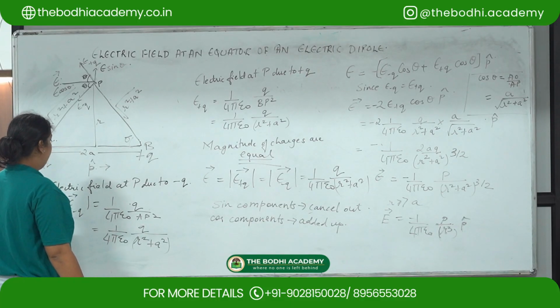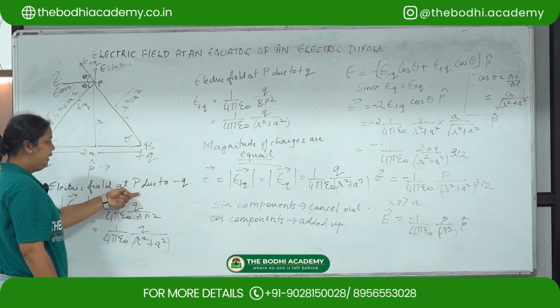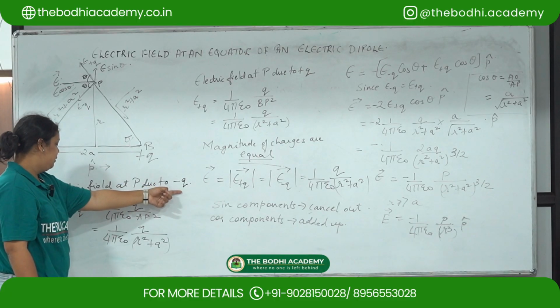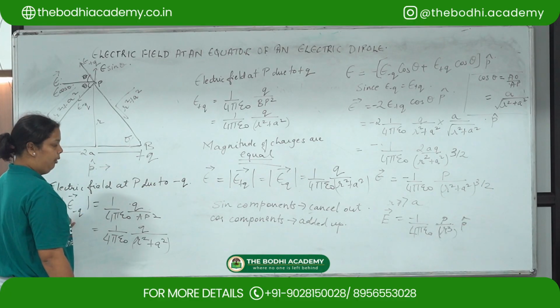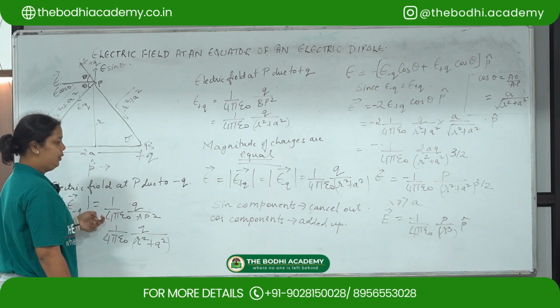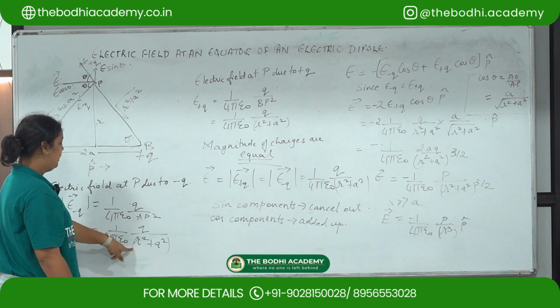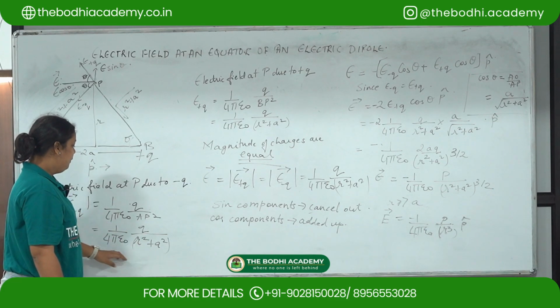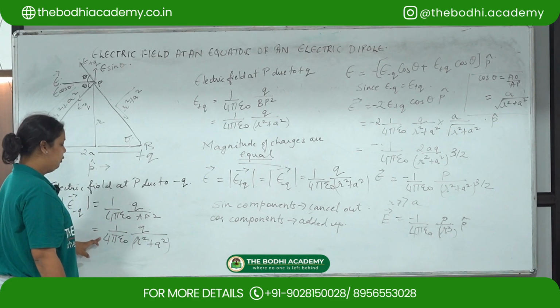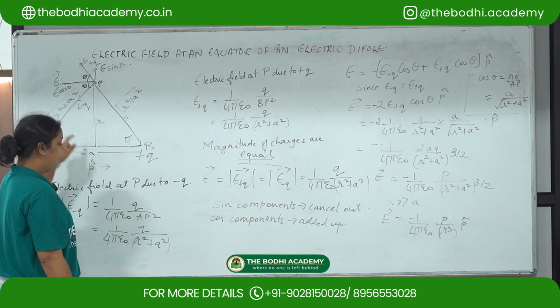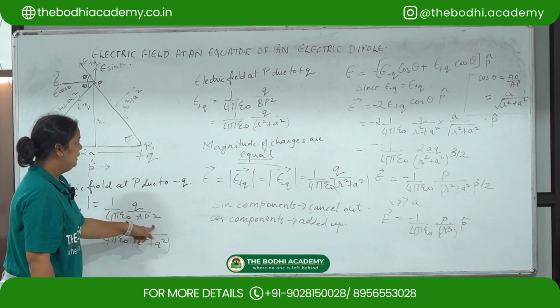So electric field at point P due to minus Q charge will be, by the electric field formula, 1 upon 4 pi epsilon naught Q upon AP square. So AP square is r square plus a square. So this will be 1 upon 4 pi epsilon naught, and the root will be cancelled out due to AP square.